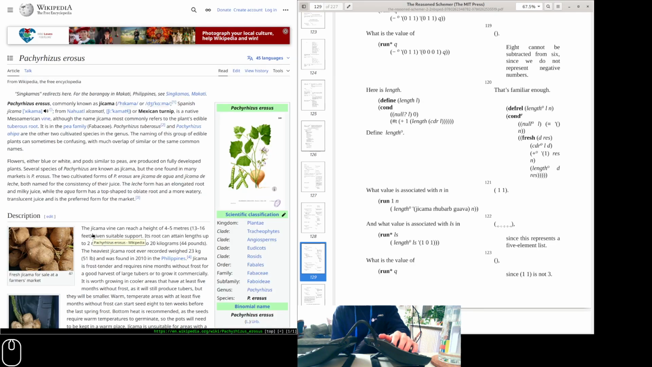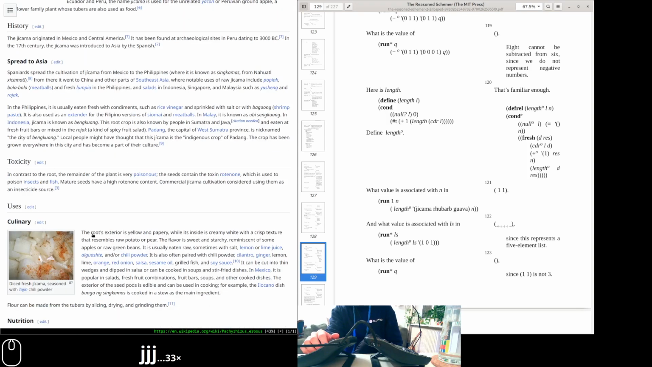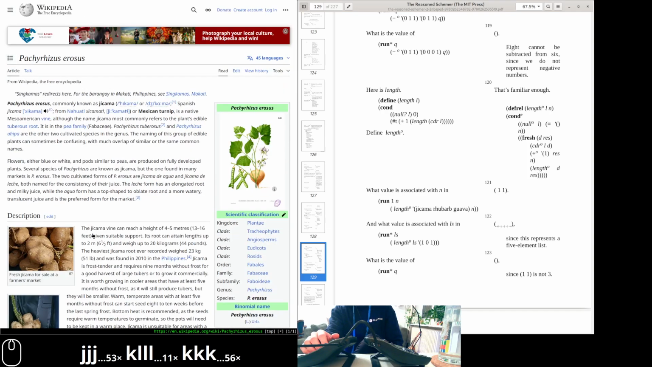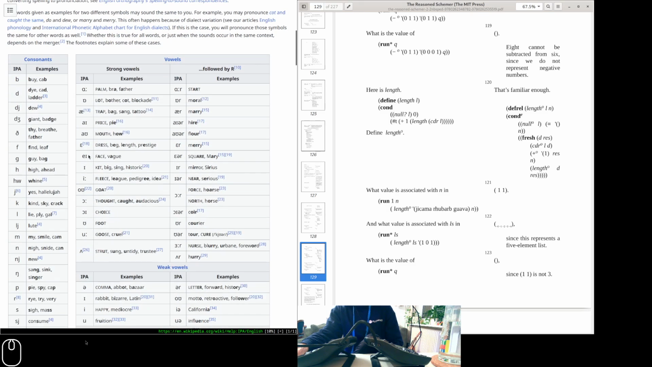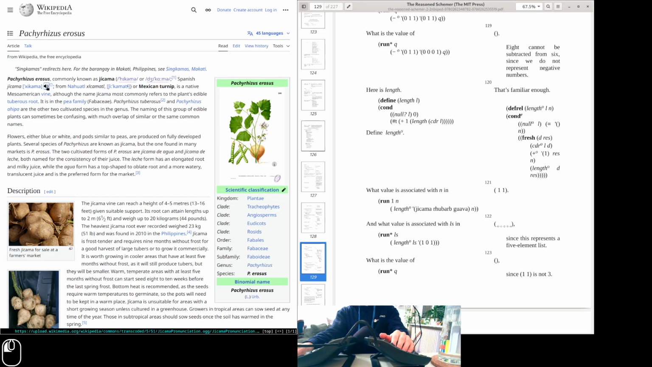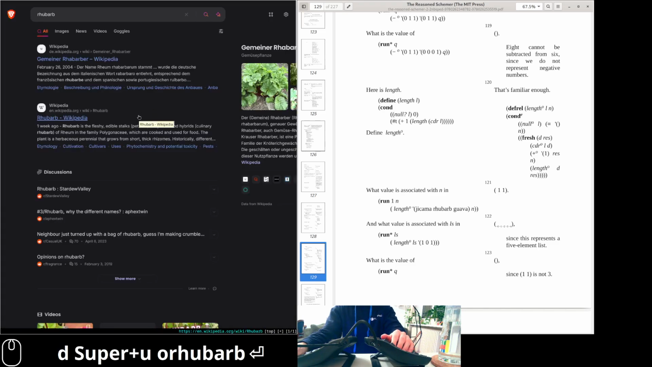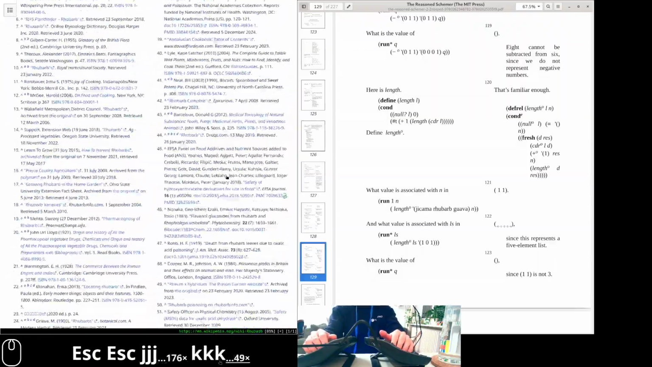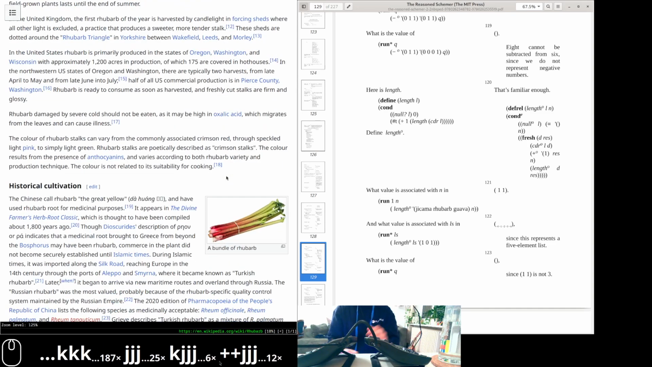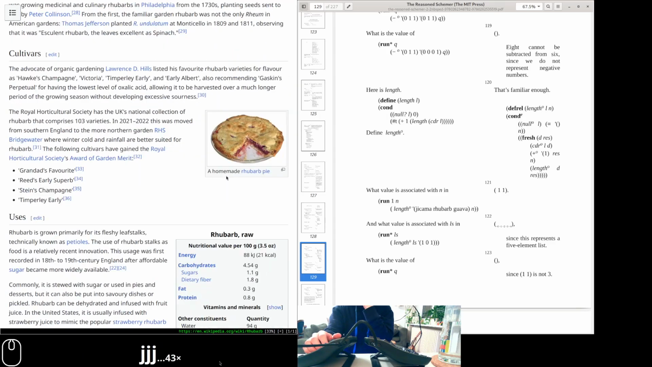Pachyrhizus erosus, in the Fabaceae family. Also known as jicama. I wish I would be able to read this language. Jicama, I guess this means rhubarb. It's called Rhabarber in German, I know that. Rhubarb has this quite special taste, but it's quite popular in Germany for sure.